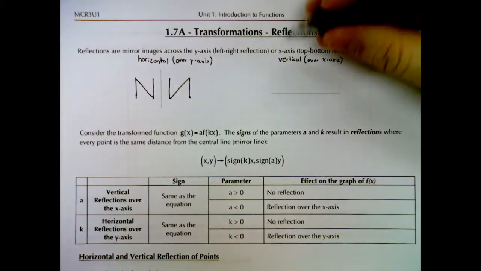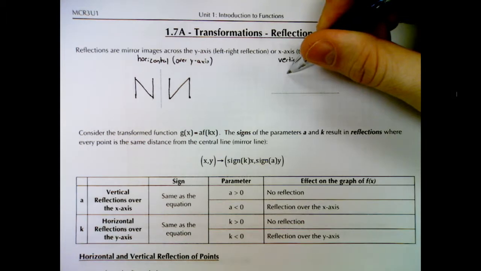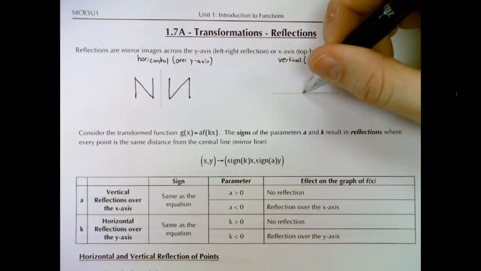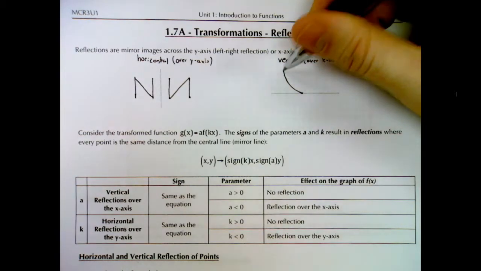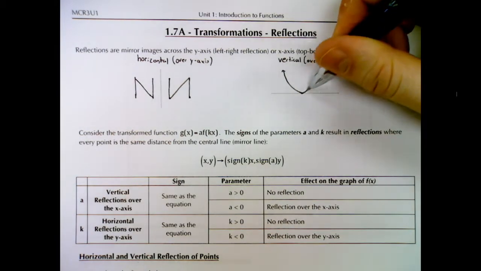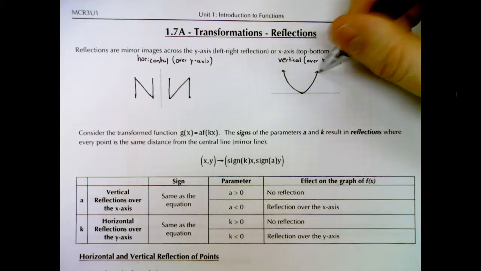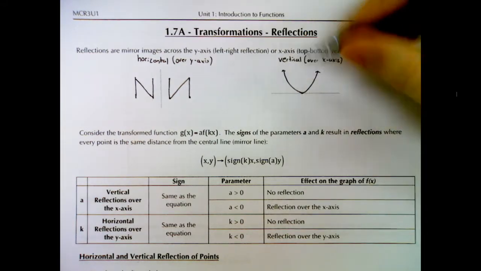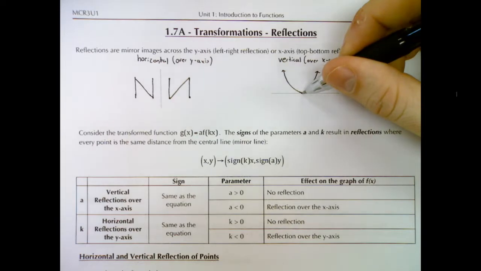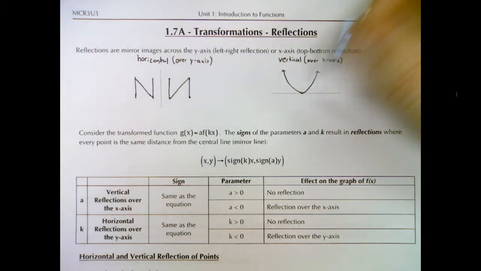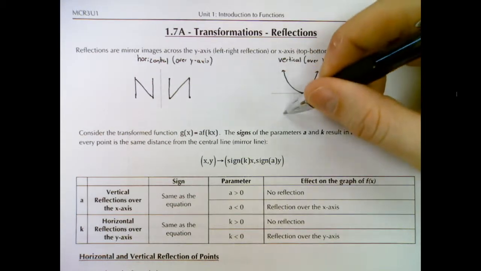Vertical. Well, the one you're very familiar with is a parabola, so let's start with a parabola. I'm actually going to start it right on the axis to see what happens. My parabola is going to look like this. So what would a vertical reflection look like? If a point is on the axis that you're reflecting over, it's a shared point. It would become invariant. It actually doesn't change. So that point would stay here. This point would be down here.